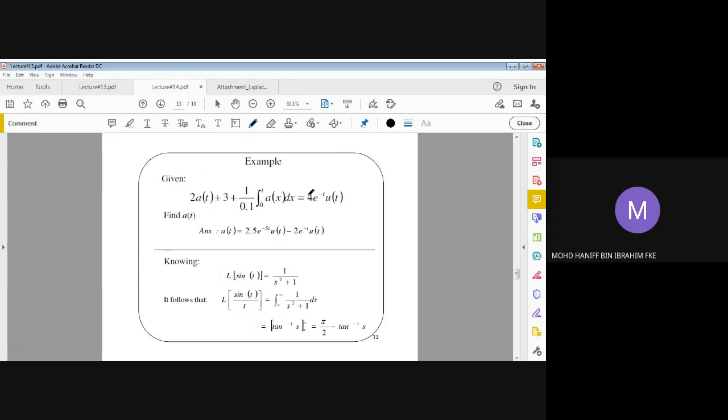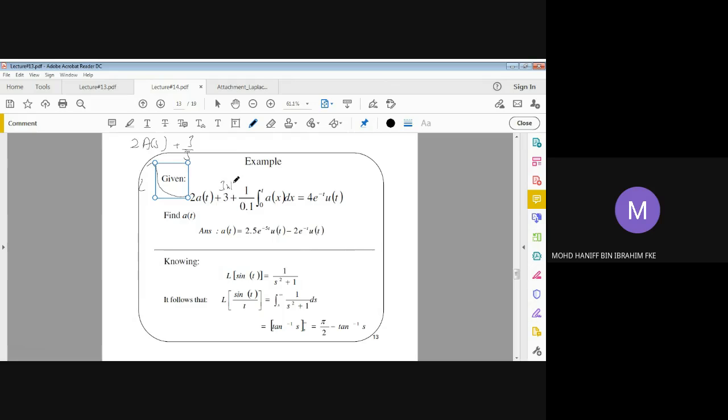So let's have a look at this example here. We are given the equation 2a'(t) + 3u(t) + ∫a(x)dx from 0 to t = 4e^(-t)u(t). The question is to find a(t). So what we have to do is transform this into Laplace. The 3 here is considered to be 3u(t).